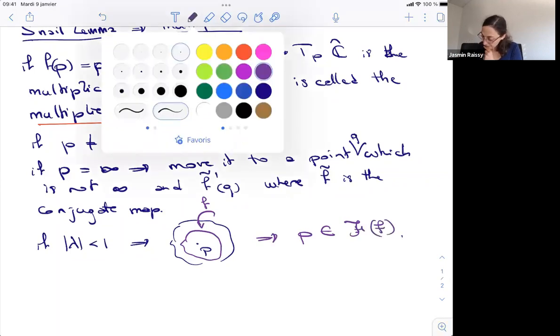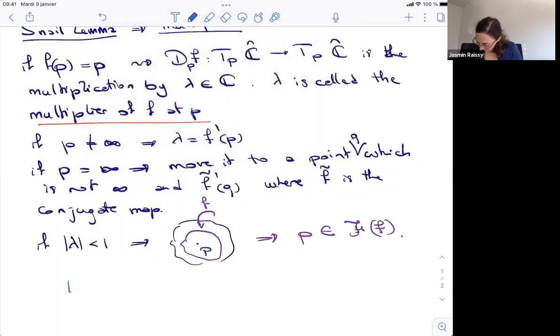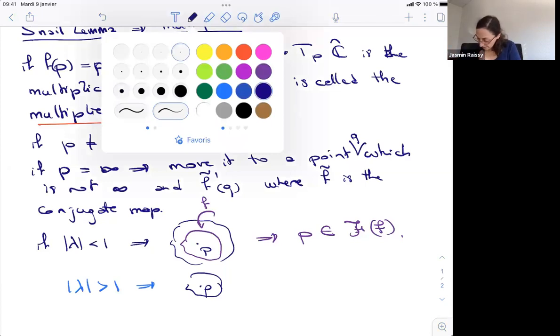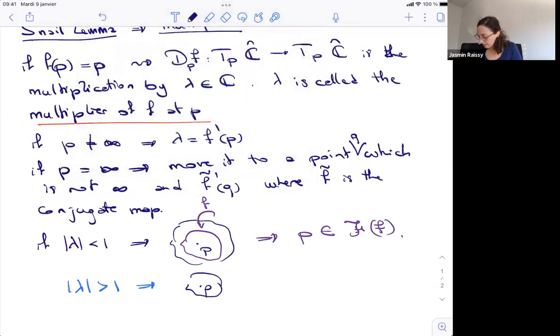And whenever the modulus is bigger than one, then for every small neighborhood that you take of P, this will be sent outside. You will take any point in here, and under finitely many iterations, you will go outside this fixed neighborhood. And so P will not belong to the Fatou set, which means that it belongs to the Julia set.